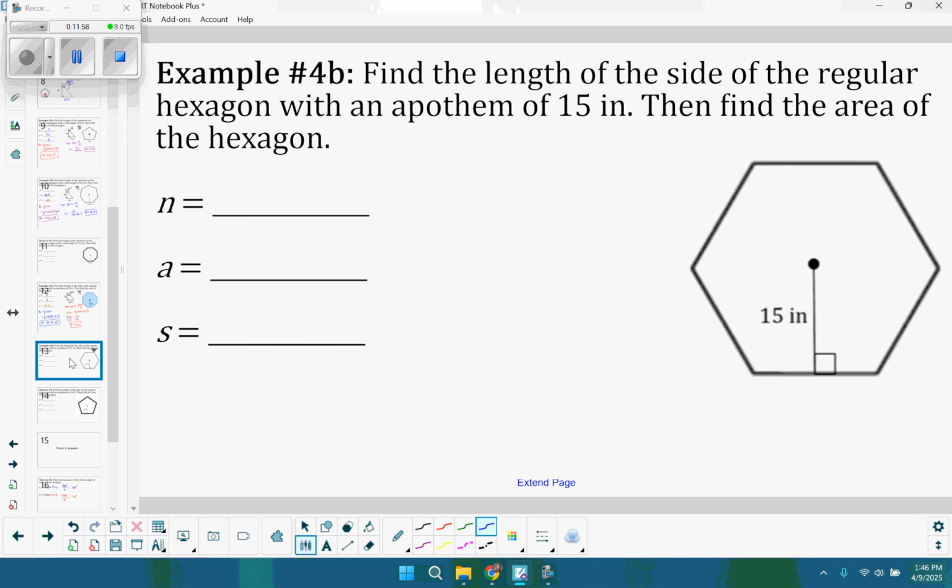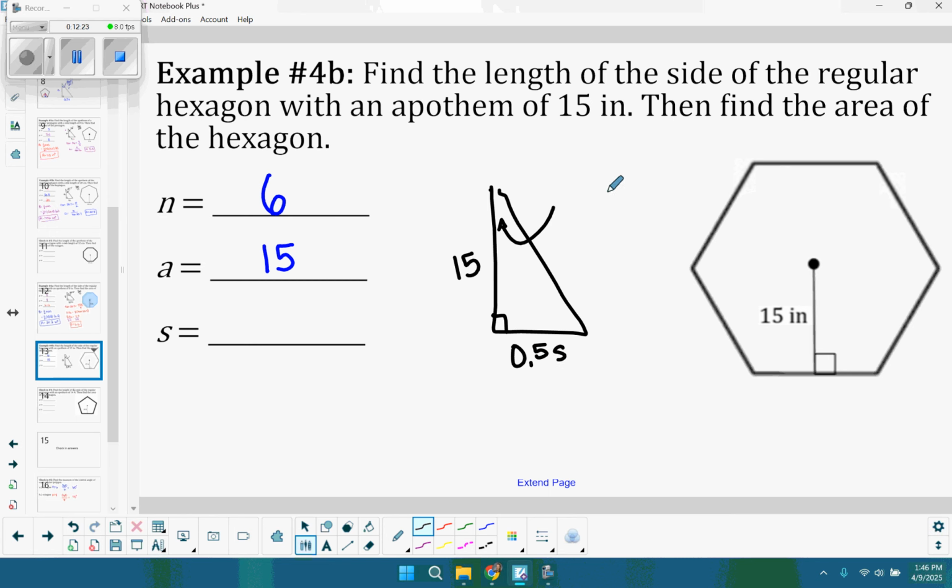One more together. Example 4b, find the length of the side of the regular hexagon with an apothem of 15 inches, then find the area of the hexagon. So for a hexagon, N, the number of sides, is 6, and we were told the apothem, the A, is 15. I'm going to make my right triangle. 15 goes on the side where A is. We don't know the side length, so the bottom will be 0.5s. And my angle will be 360 over double the 6, so 360 over 12, 30 degrees.